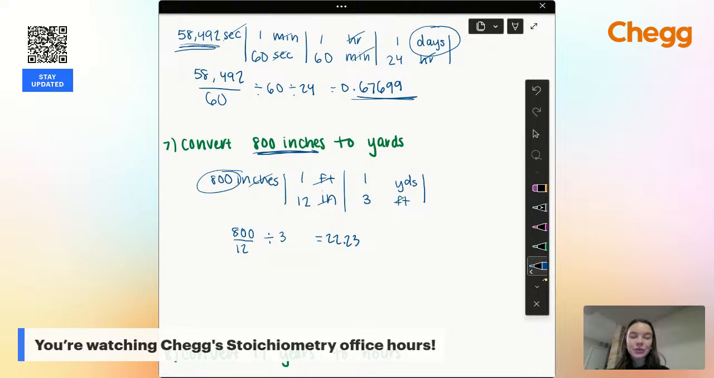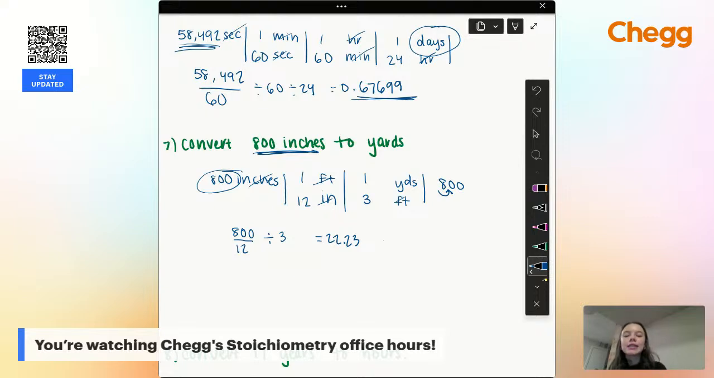3, 2, 1. So we have 800. We start from the left and we count right till we reach a 0. This number actually only has 1 significant figure. Because there's no decimal point, as soon as we get to the first non-zero number, we stop counting. So our answer should only have 1 significant figure.